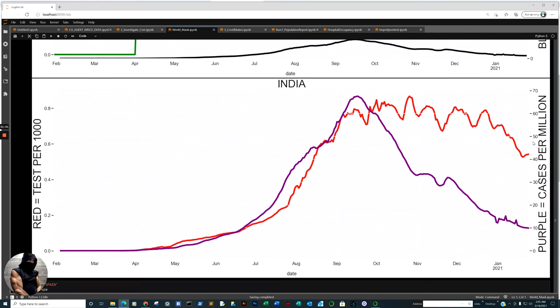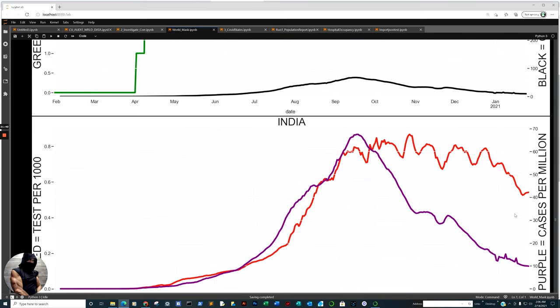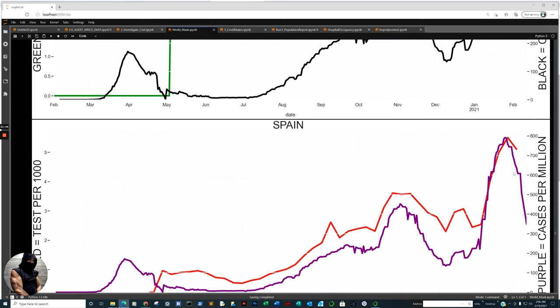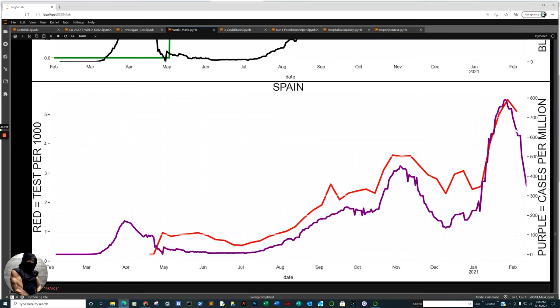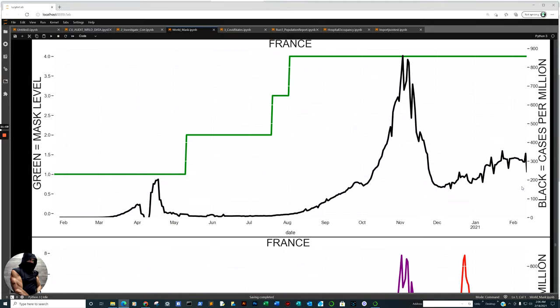All right. And then look at the testing. Testing's gone up, but cases per million tend to go down. Continue to go down. All right. So there we are. And then Spain. All of a sudden, I don't know whether they're accepting testing or not, but look at that. Look at the drop. Look at that drop. Spike, boom, right up to that New Year's and just sort of dropping like a rock after that.